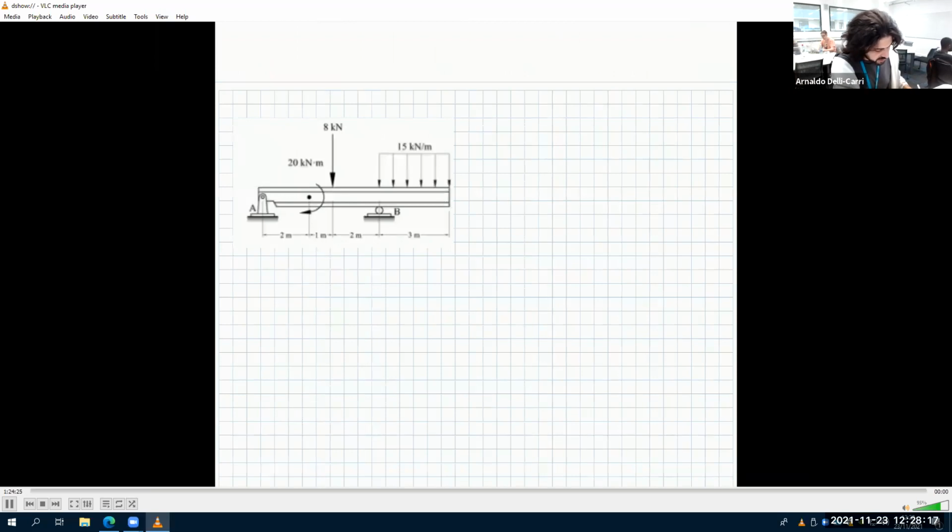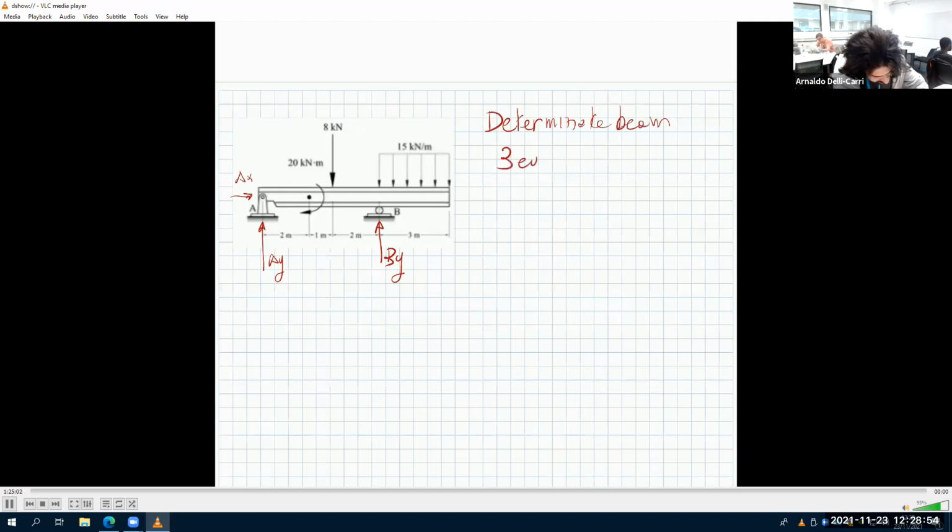So how many reaction forces do we have here? What kind of support do we have in A? Pin. That means we have 2 forces here. And we have a roller in B, as you said, this is B1. So you have 3 reaction forces. How many equilibrium equations do we have? 3. Does it mean it is determinate or indeterminate? Determinate. So this is a determinate beam. Three equations, 3 unknowns.